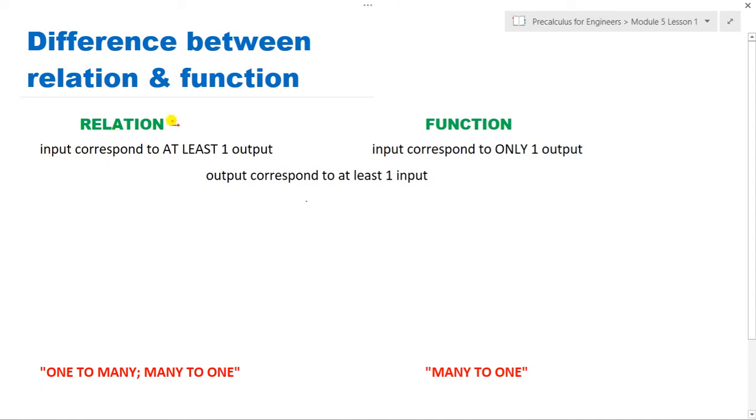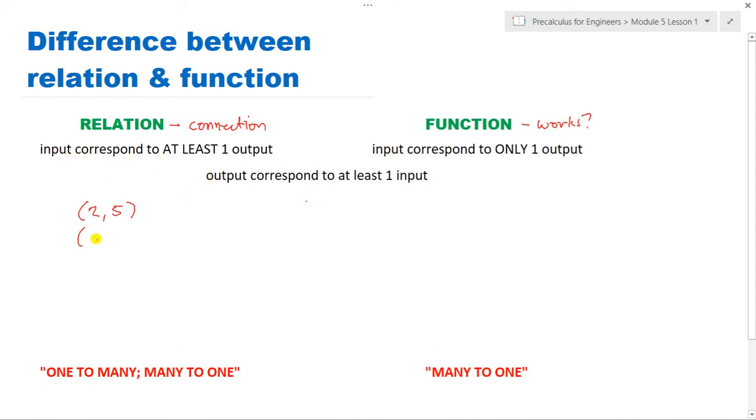Again, what is the relation? It talks about connection. And then function talks about or indicates whether our relation works. So for a relation, an input corresponds to at least one output. Let's say we have an ordered pair, since we're talking about ordered pairs. The first number is our input. So let's say if I input 2, the output is 5. It states here that one input corresponds to at least one output.